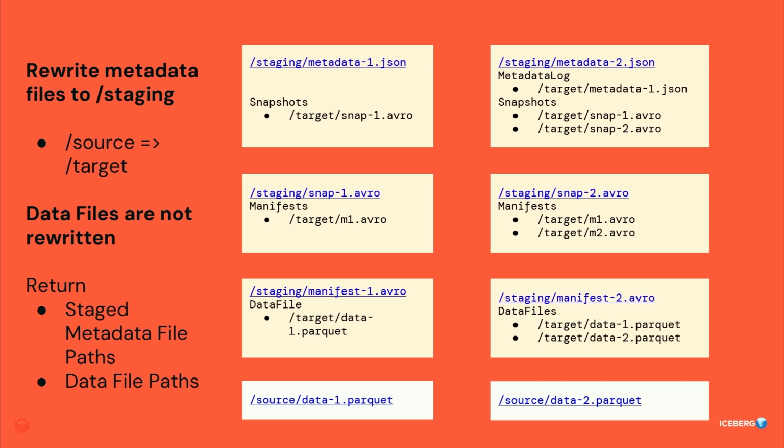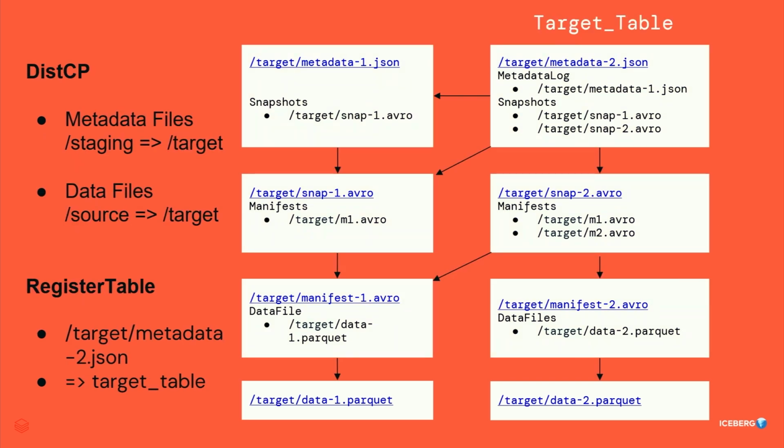But then we return all the paths to distcp, and distcp can take that, copy it over, and then everything works pretty well because you already rewrote all the metadata. When you rewrite it on the source side, those aren't really that meaningful, but once you copy it over, everything snaps back into place, because everything is now the right path. And then you can just do register table. In this case, target metadata 2 was the root of the table in the source, so we returned that one. And then you can use that to register to the target catalog.